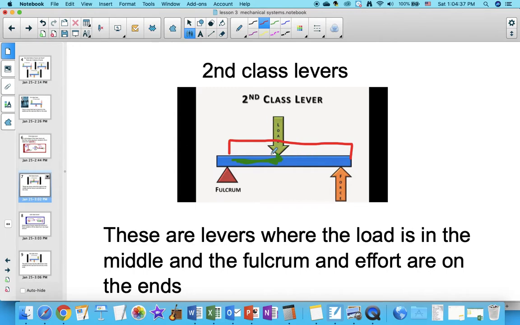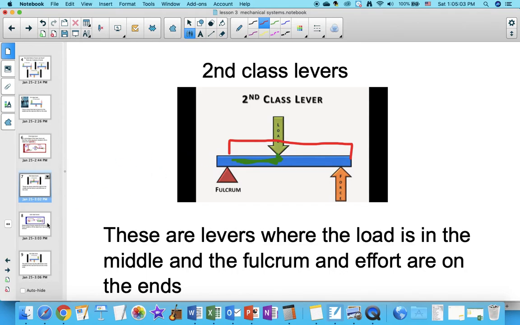And again, from review, if your effort distance is larger than your load distance, or effort arm is larger than your load arm, then you need less force to lift the load. So this tends to decrease the amount of effort you need and increase the amount of weight you can lift, or the amount of force you can lift.